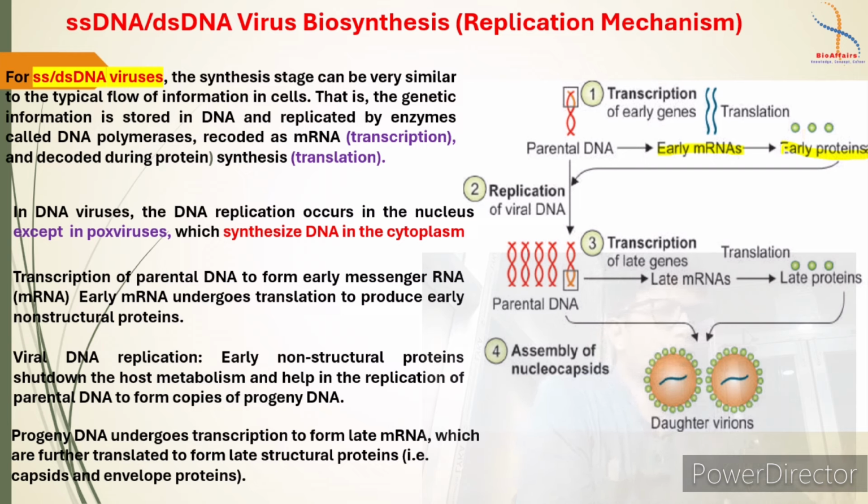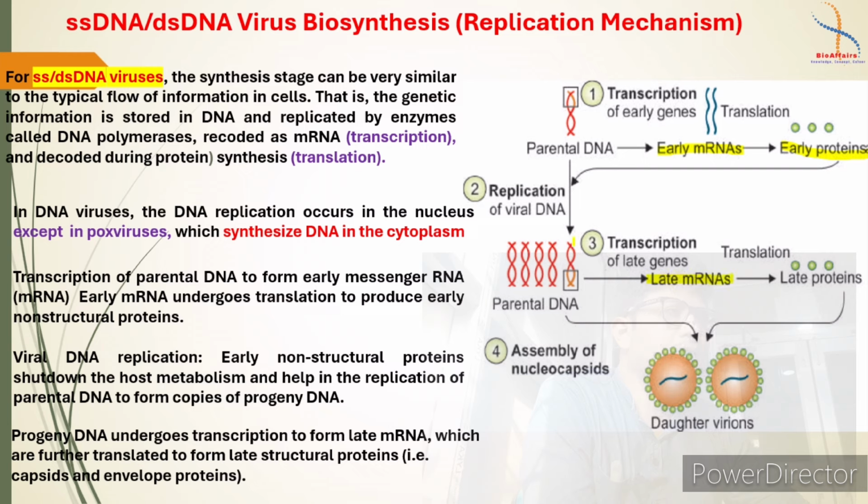Now these early proteins, it may be an RNA polymerase, it may be some other protein, will help in replication of viral DNA. So if it is single-stranded, it will form single-stranded DNA. If it is a double-stranded DNA virus, it will go for double-stranded DNA replication. Now within that, of the several copies of the replicated viral DNA, some of them will be used for late mRNA production.